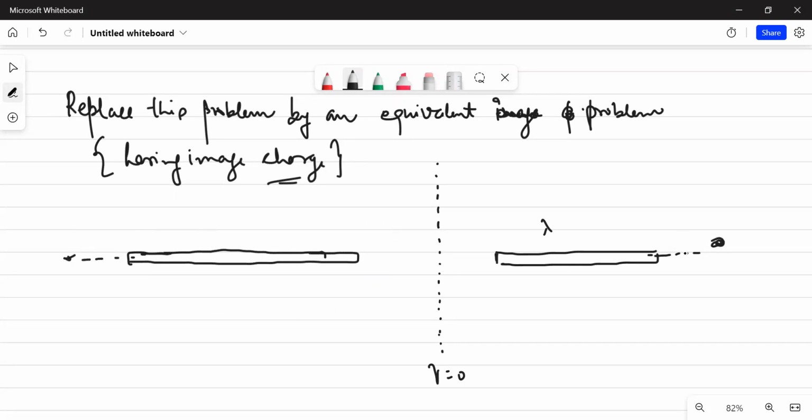So I think somebody would get confused about why I made it long. Okay, so this will carry a charge density minus lambda. So this is your image.